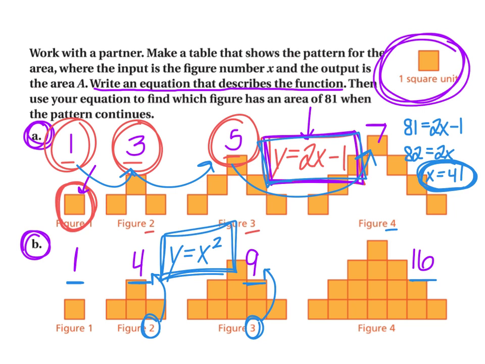Now, in the next part, we are definitely going to get there a lot faster. Think about, what would I input for x in order to get 81? Well, I can plug in 81 for my output. That's what I want to output. And I can try to figure out, what am I going to square to get 81? Remember, we just square root both sides, and you probably already knew it was 9. So on figure number 9, we will get an area of 81 versus up here, it takes 41 figures before we finally get an area of 81.